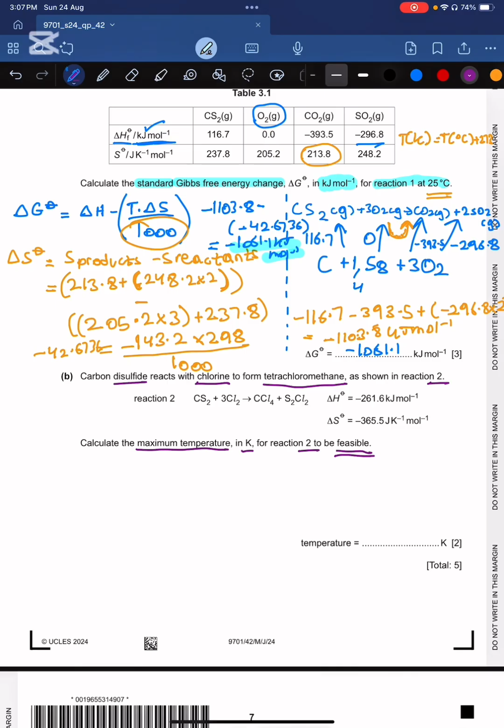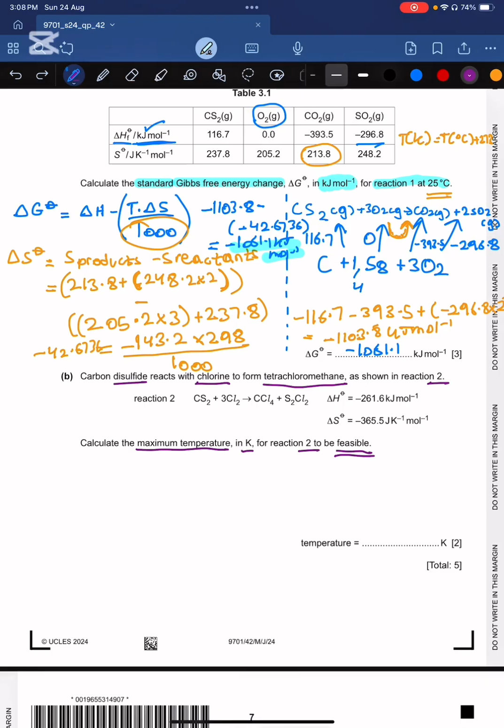Now, when we talk about the feasibility of a reaction, and we are also talking about the Gibbs free energy change, there is only one rule which we have to keep in mind. The Gibbs free energy change needs to be negative. Simple. I repeat, if a reaction has to be feasible, which means that a reaction will occur spontaneously, the Gibbs free energy change will be negative.